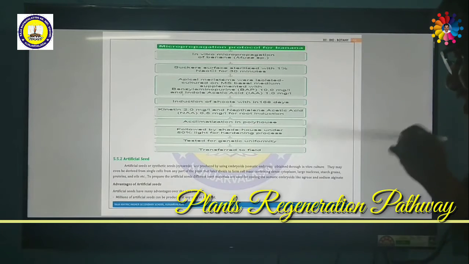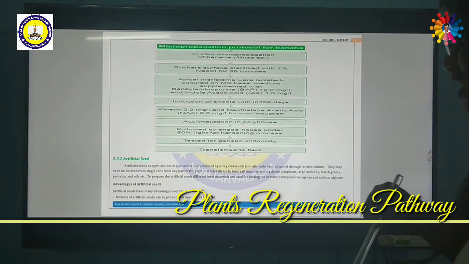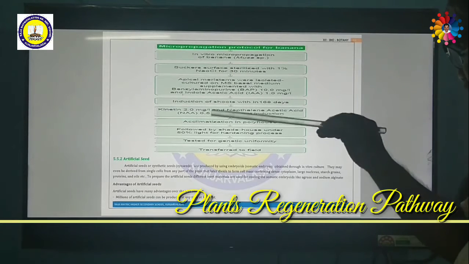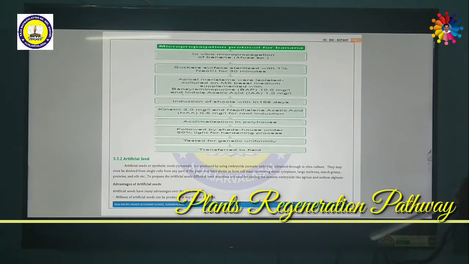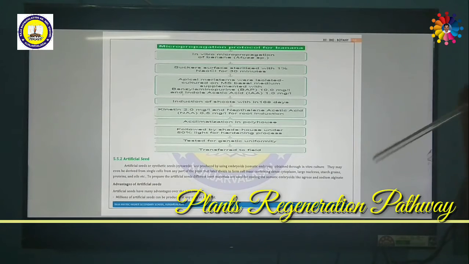To prepare artificial seed, different inert materials are used for coating these embryos. The embryo is encapsulated with the help of inert material, surrounded with a specialized chemical called agarose or sodium alginate, which can be used for encapsulating the embryos. These can be kept in a particular condition, in a controlled condition. This will be used as artificial seed. At any time, we can use it for culture. So this is called artificial seed.